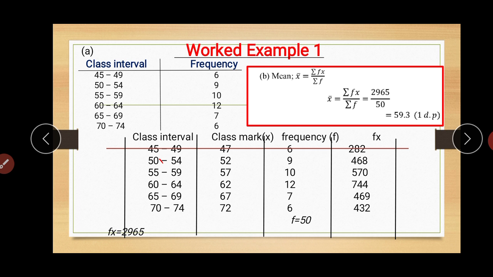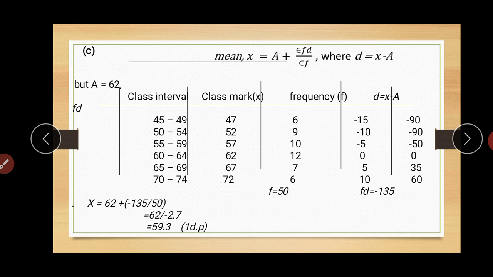is using the assumed mean method. They gave us an assumed mean of 62. So the class interval is here, this is the class mark, this is the frequency, this is the deviation, and this is FD. This is the FD column.